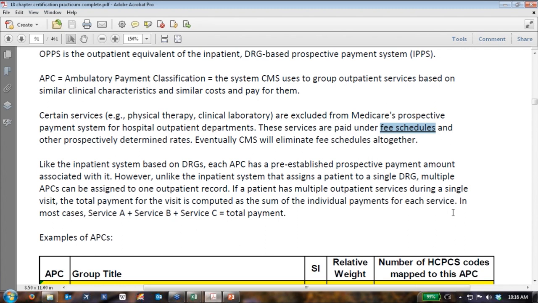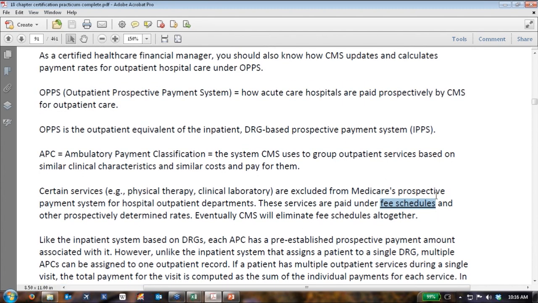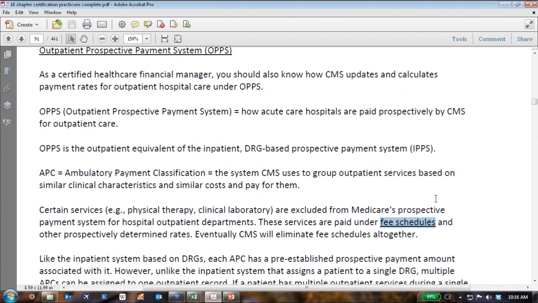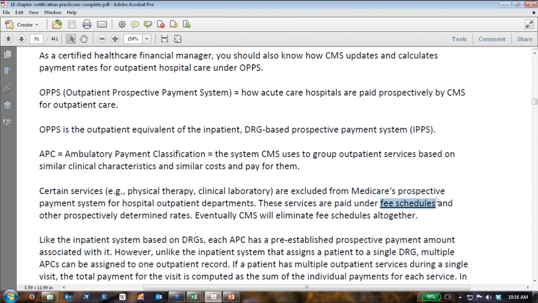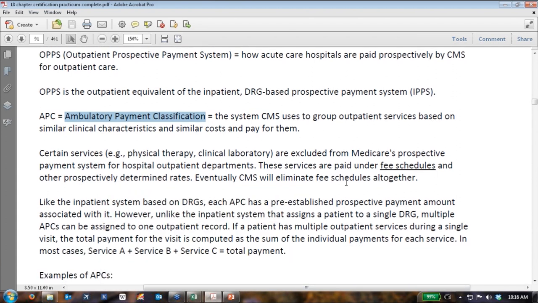And my challenge to the audience is, if someone knows how many APCs there are, please share that. I will let you know next week how many APCs there are. There are probably about 1,000, I'm guessing. So it's a 10-to-1 simplification that takes place by using APCs. APCs stand for ambulatory patient classification. That is defined here someplace. Yeah, ambulatory patient payment classification is what the acronym stands for.